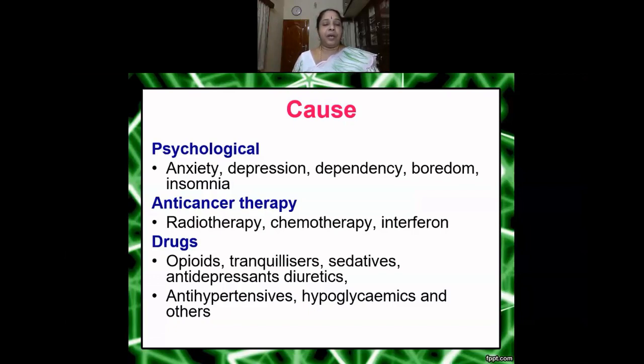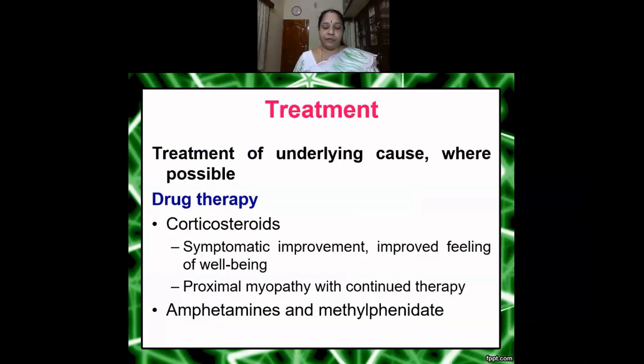Anti-cancer therapy that is given in the form of radiotherapy or chemotherapy or interferon. Drugs such as opioids, the tranquilizers, sedatives, and the antidepressants that are given to the patients, and the diuretics, antihypertensive drugs that are given to reduce the hypertension, hypoglycemics that are given to reduce the glucose, and the other drugs can cause weakness. Treat the underlying cause wherever possible.